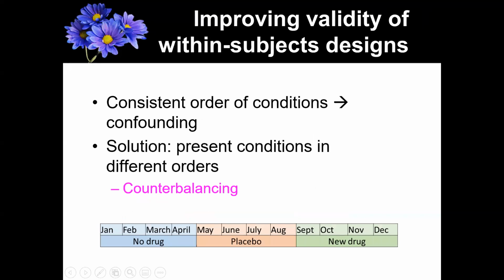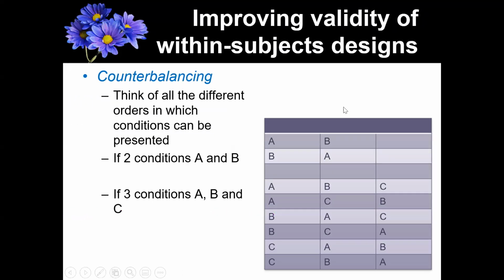So again, if everyone was getting the same order, then we no longer know, is it the independent variable that's having the effect of a treatment type, or is it the time of year they're being tested or being measured. But again, if we mix these up and each person gets a random order, then the extraneous variable of time of year is no longer covarying with the independent variable. It's just random.